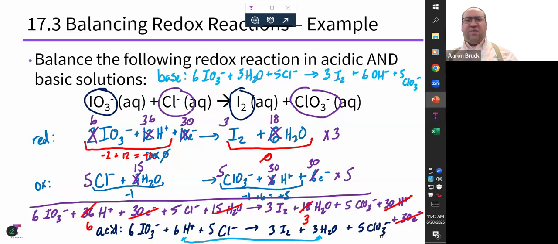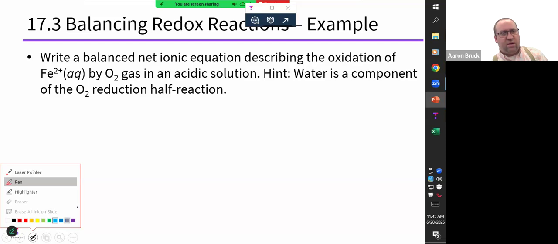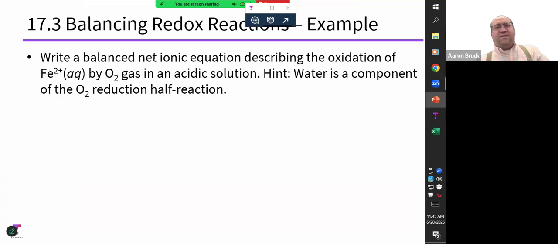All right. Questions with this example? All right, let's take a look at another example, just to get a little bit more practice here. Write a balanced net ionic equation describing the oxidation of iron 2 plus by oxygen gas in acidic solution.